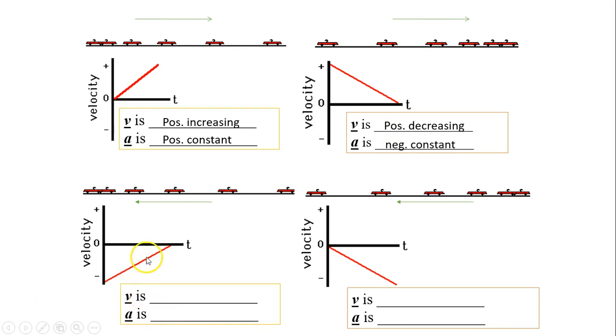What can we say about this V? Below zero, it's negative. It's getting smaller and smaller, approaching zero. What can we say about A? A is the slope. Slope is positive, constant. What can we say about this V? V is increasing in the negative direction because it's below zero, negative increasing. What can we say about this A? A is the slope. Slope is negative, constant.